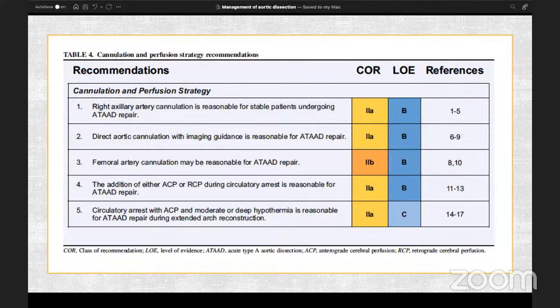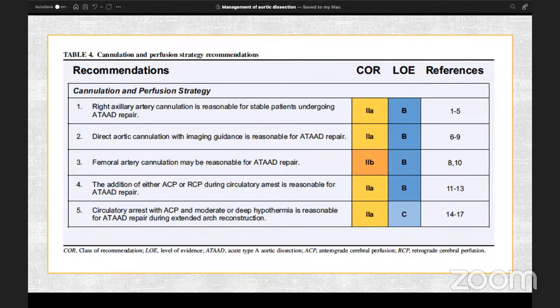Flow is between 10 to 20 cc per kg per minute. This translates to approximately 1 liter per minute in most patients. Okay, so higher flow is not good, and the same is low flow is not good. So you have to reach that sweet spot in the middle where you can actually perfuse the brain without causing damage.